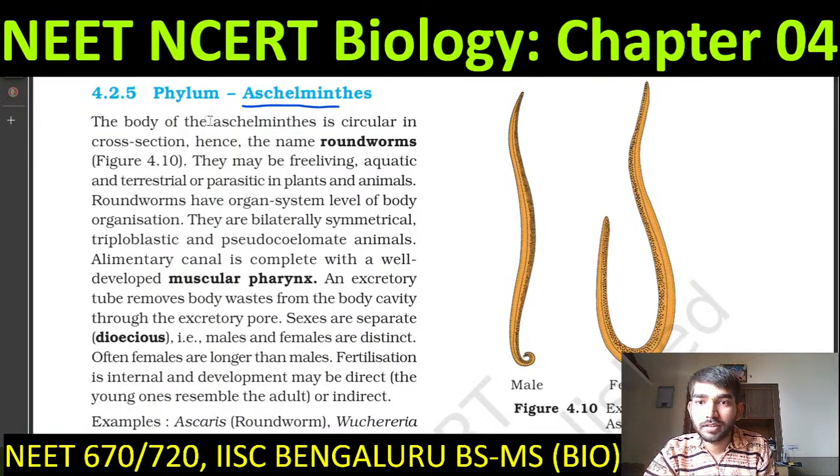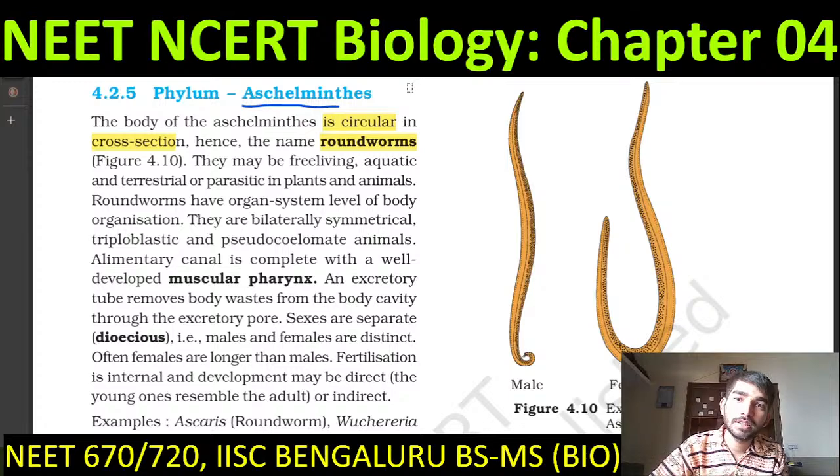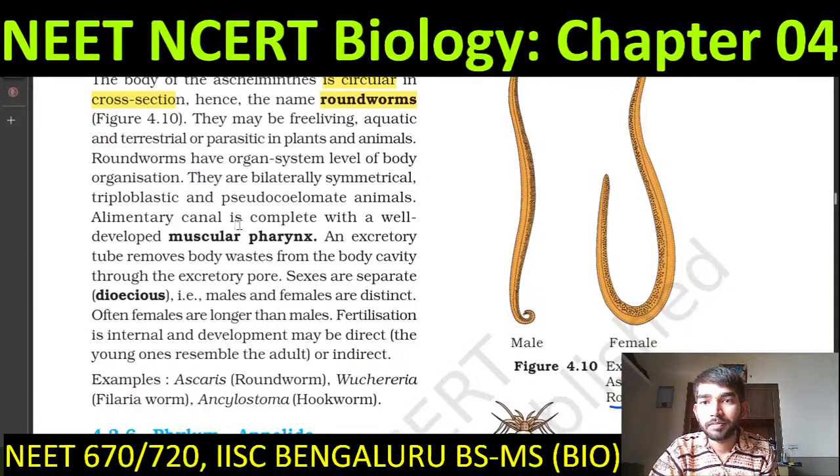So here the Aschelminthes are circular in cross section, hence the name roundworms. Earlier one is flatworm, dorsoventrally flattened. This one is roundworm, so that's why they are commonly known as roundworms. They may be free living, aquatic, terrestrial, parasitic, whatever, they can be present everywhere, you can say.